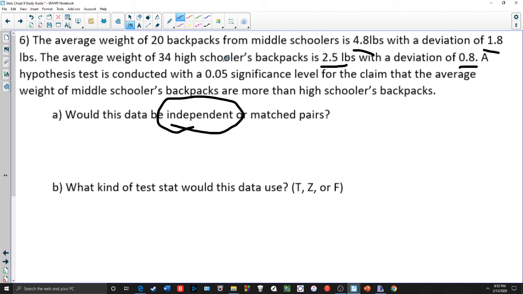But because we are doing averages, so it says the average weight, and test the claim about the average weight, that means we're going to be using a t-test. In this case, a two-sample t-test because we have two independent pairs, one for middle schoolers and one for high schoolers. But we are simply going to be using a t-test because t-tests are for averages, remember z-tests are for percents, and f-tests are for variation or deviation.